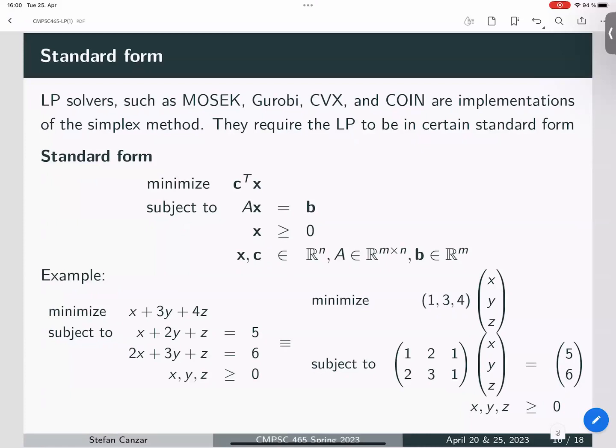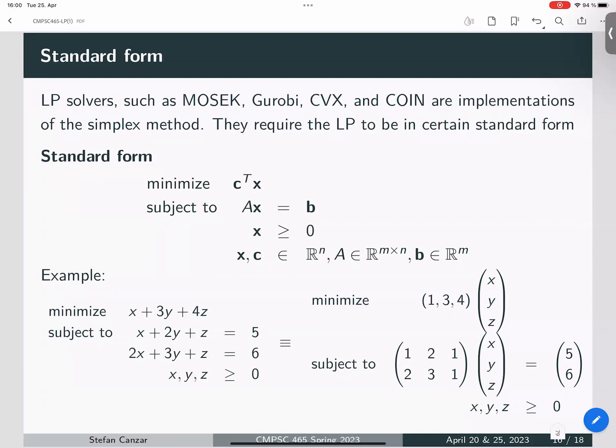Okay. So you can see that here, this dot product means 1 times x plus 3 times y plus 4 times z, which is sort of a different way to write this. This is what this means. C transpose x looks like this, but it's really the same as this. And instead of writing every equation out here, I just collect all these coefficients in one matrix, in this matrix A. And here will be our variables.